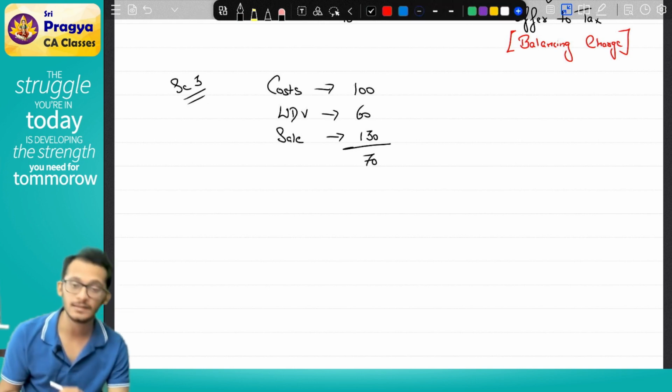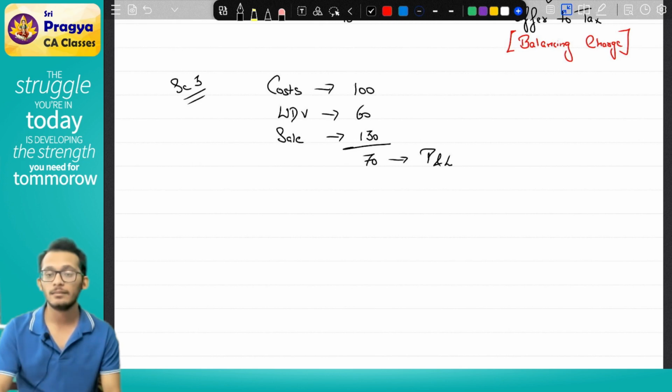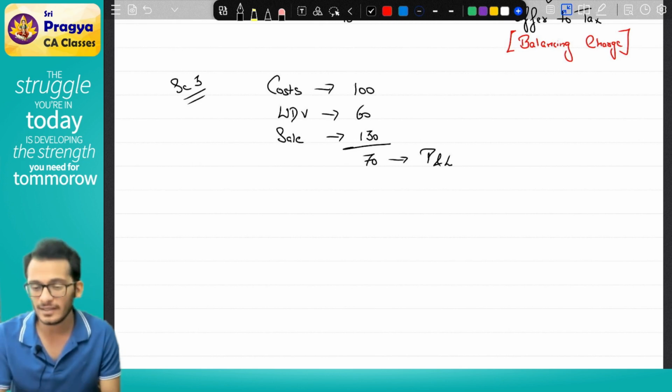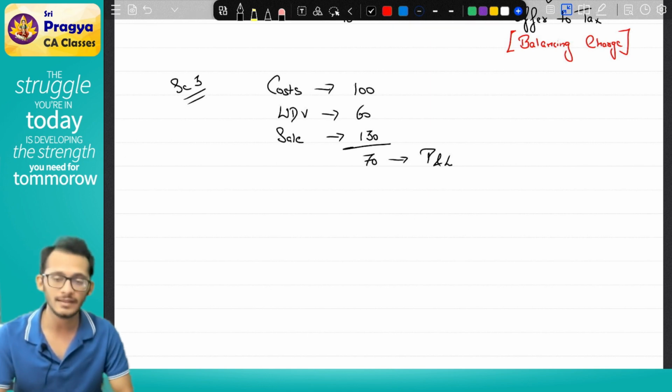Accounts will say profit is 70. This profit will go to my P&L in accounts, correct or not? Yes, because it is a profit on sale of asset. For income tax, is this a revenue profit or a capital profit? It is a capital profit.